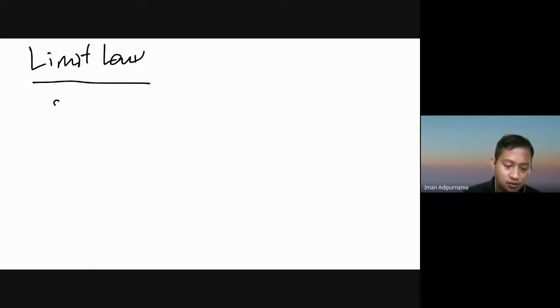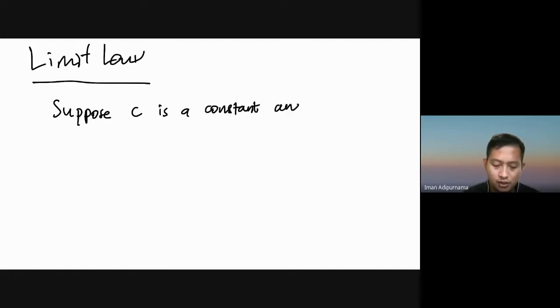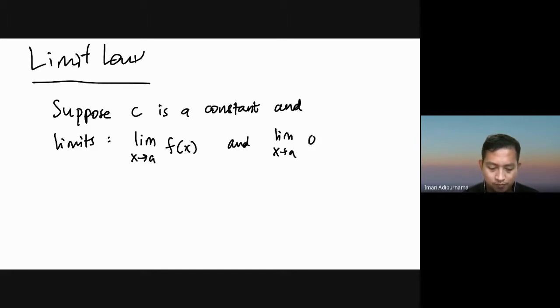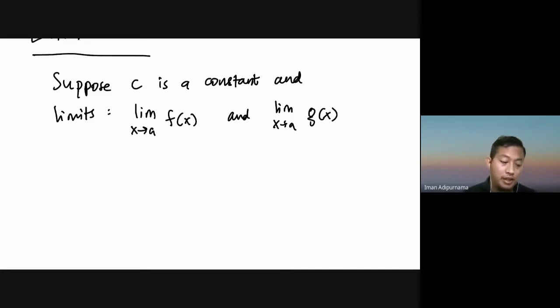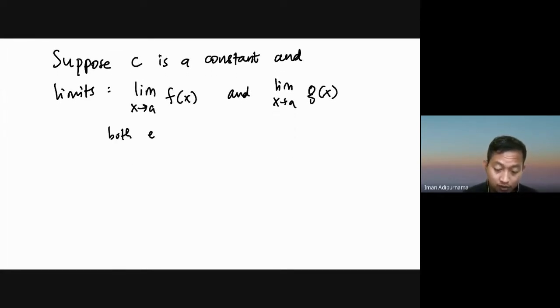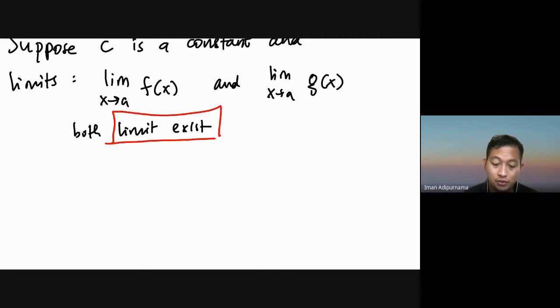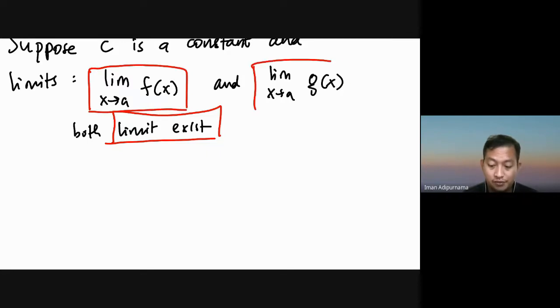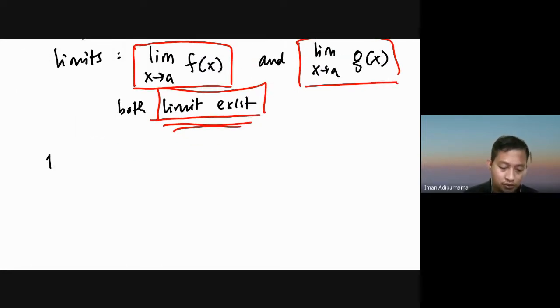So first thing, suppose c is a constant and the limits of f and g both exist. We have two functions f and g, both have limits and both limits exist. Now let me write with the red one, so this should really be kept in mind. You need to make sure that the limit of f of x and the limit of g of x both need to exist. That is the condition, and after that you can do all the computations with limits.